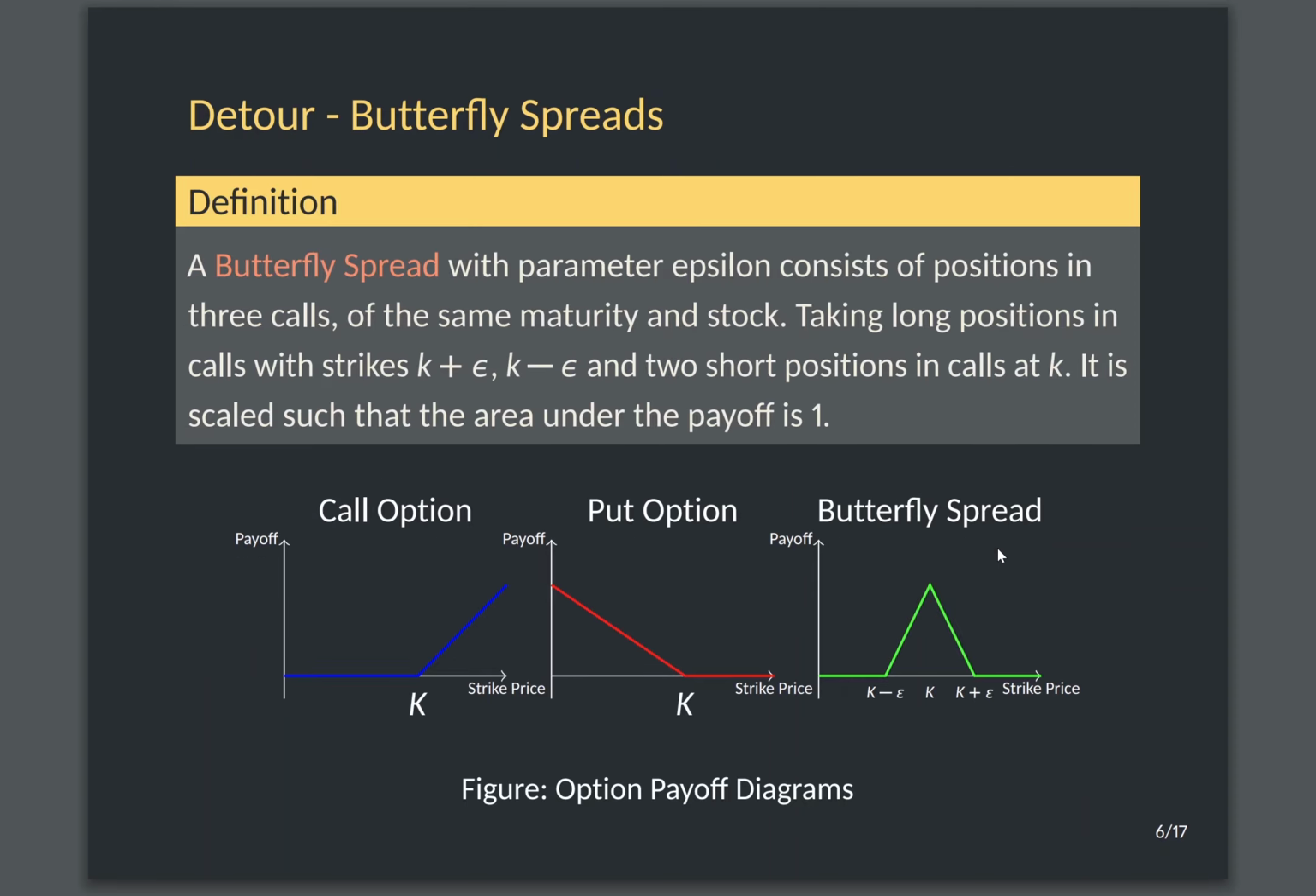A butterfly spread with parameter epsilon consists of positions in 3 calls of the same maturity and stock. Taking a long position in calls with strikes K plus epsilon and K minus epsilon, and 2 short positions in calls at a strike price of K. The position sizes are scaled such that the total area under the payoff is 1. The payoff function of a butterfly spread is graphed in green.